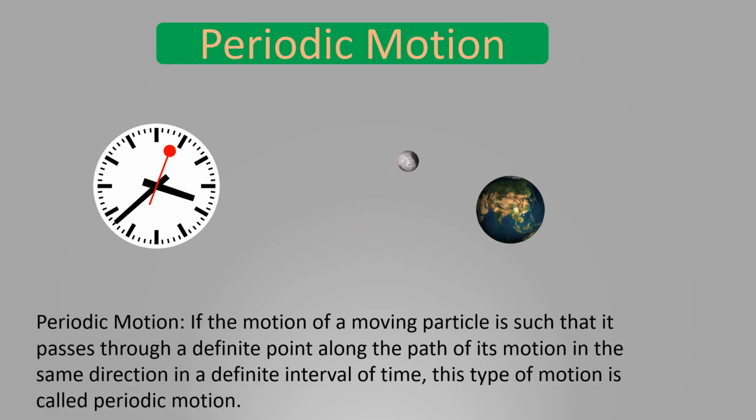So we can say, if the motion of a body, a moving particle, is such that it passes through a definite point along the path of its motion in the same direction in a definite time interval, this type of motion is called periodic motion. In short, the repetitive motion of a point with a fixed time interval is called periodic motion. For more examples, the motion of Earth around the Sun, the motion of a piston in the cylinder of an engine, or our heartbeat are all examples of periodic motion.